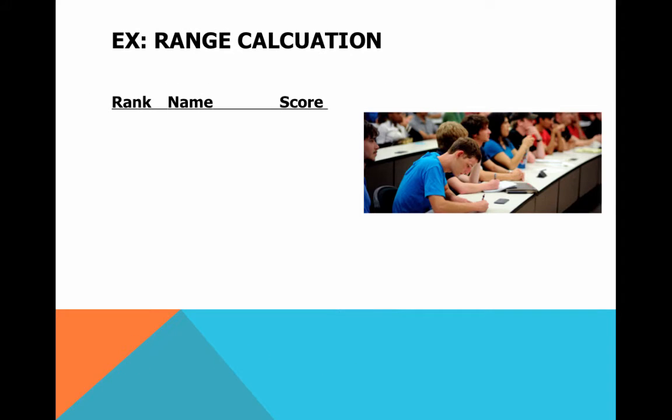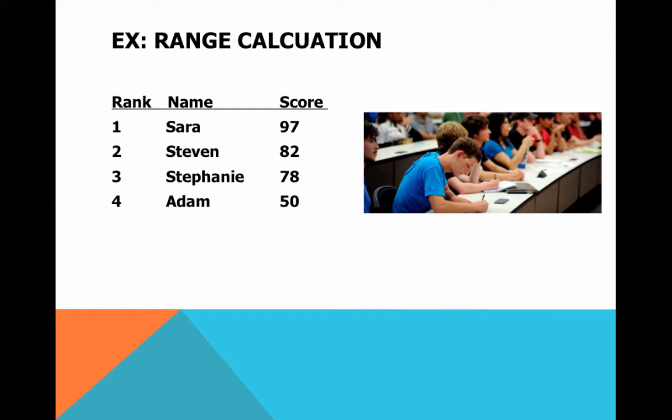So here's an example of how we calculate the range. Here are four students, Sarah, Stephen, Stephanie, and Adam, and here are their scores on the exam. See if you can calculate the range of these four students. Go ahead and pause and take a moment, and return when you think you've got your answer. Alright, calculating the range is simply the max minus the min. The highest score is a 97 and the lowest score is a 50, so our range is simply 47. Nice, simple, easy calculation: highest score minus the lowest score.